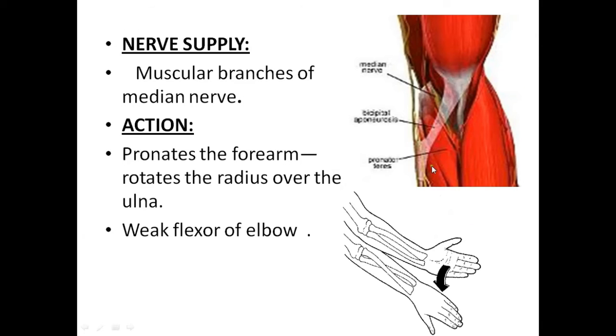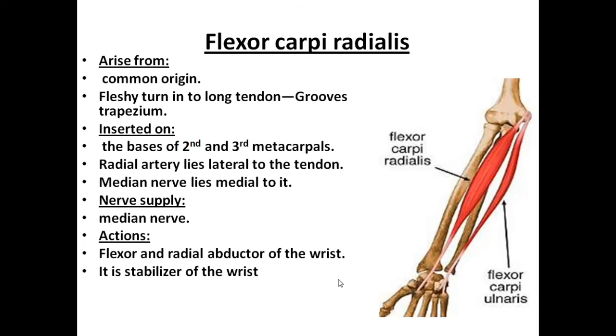It is supplied by the muscular branch of the median nerve, and its action is pronation. While pronating, it rotates the radius over the ulna. So it is the pronator, as the name suggests, and it also behaves like a weak flexor of the elbow joint.